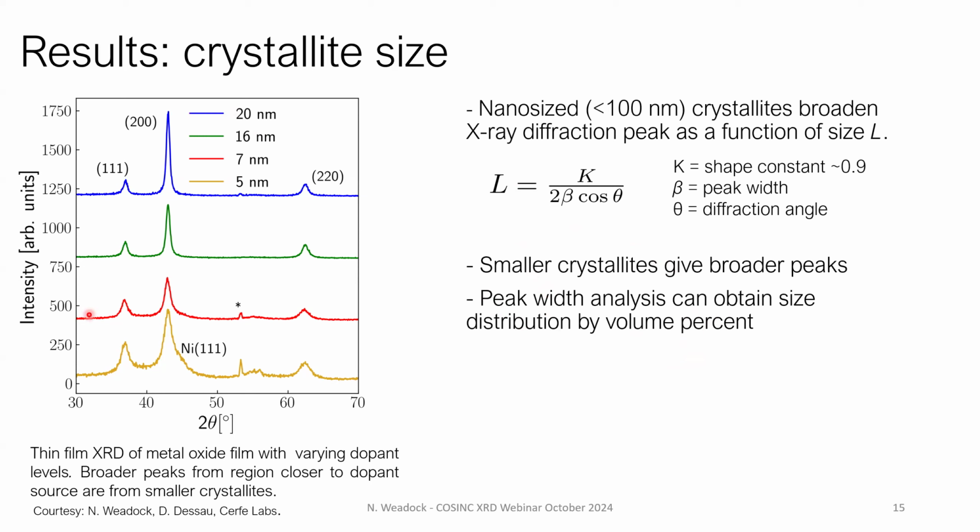An example of this is over here on the left, where we had a metal oxide film grown with increasing dopant concentration as you move down. And we can see that for the high dopant levels, we have very broad peaks corresponding to about 5 nanometer crystallite size. But for the samples with less dopants, crystallite size increases to about 20 nanometers.